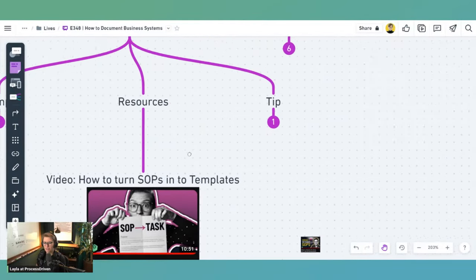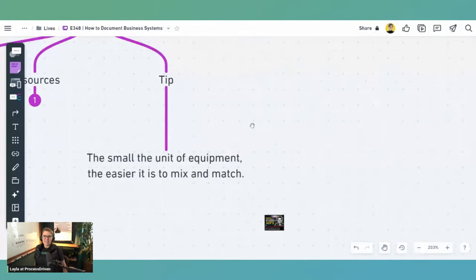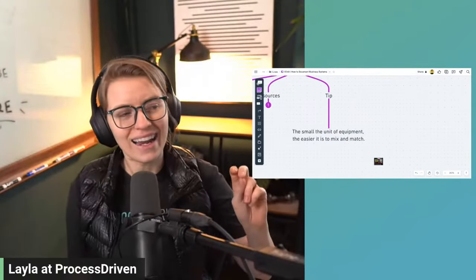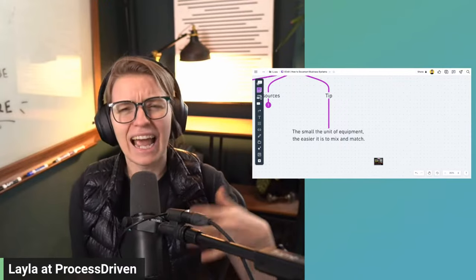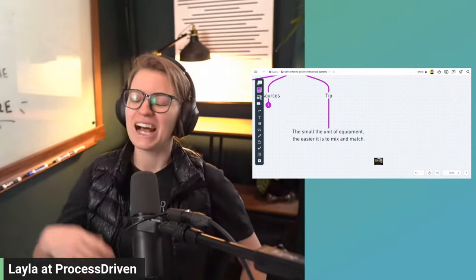Moving on to the tip piece, my tip for this one is that the smaller the equipment, the easier it is to mix and match. I like metaphors, and I'm hungry apparently right now. I'm like at that point of a cold where I just want to eat everything. I don't know what that is.